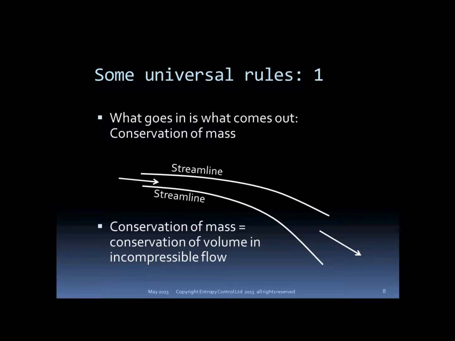So if the streamlines are diverging, then the flow has to be slowing down, simply because the same mass has to flow at the thick end as at the thin end. And because the effects of compressibility are negligible at low Mach numbers, there's a conservation of volume as well. This is a very simple concept, but very powerful.